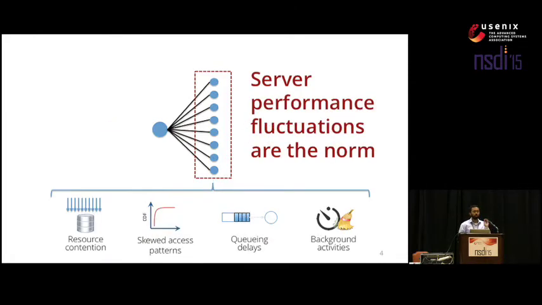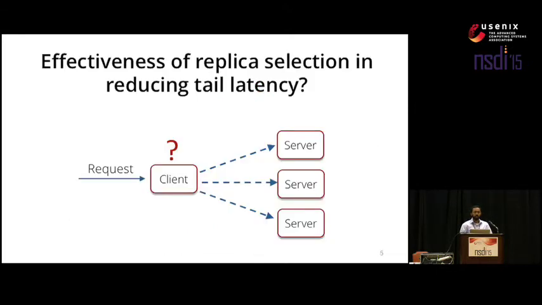Now, if you take a closer look at these storage servers themselves, what we find is that performance fluctuations are the norm and not the exception. And this can lead to many sources of tail latency pathologies. Some of these sources include contention for shared resources, skewed access patterns, queuing delays across various layers of the stack, as well as background activities such as garbage collection and log compaction. Now, considering these characteristics, we ask the following question.